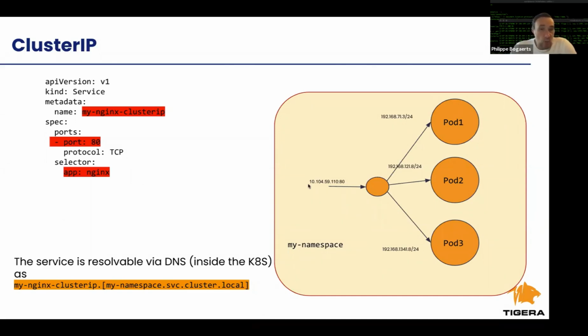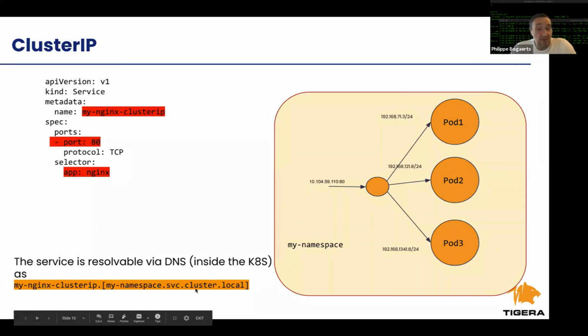So that means once you define a service, in this case my Nginx cluster IP, you can reach it without knowing the IP address if you connect with a host name like my Nginx cluster IP. This works fine as long as you're in the same namespace, but cluster IPs are also reachable outside of the namespace they're programmed in. So my Nginx cluster IP also has a host name like my Nginx cluster IP, my namespace service.cluster.local.